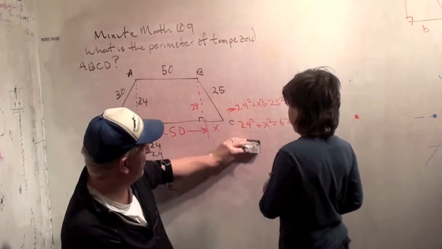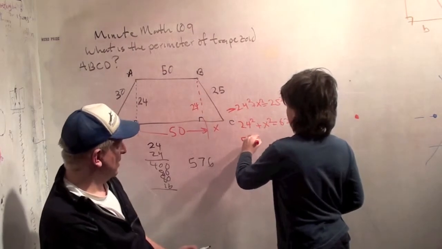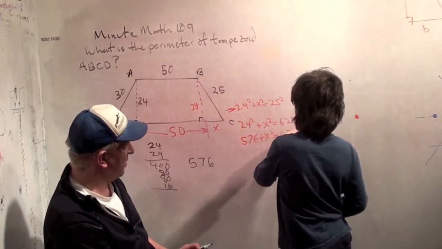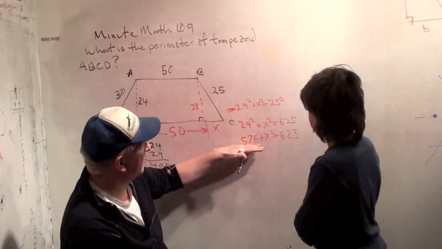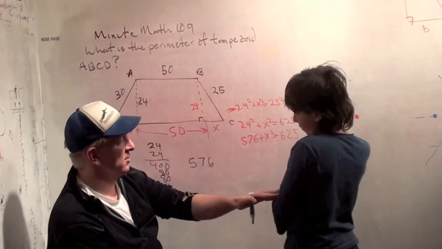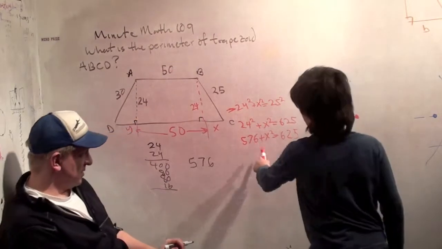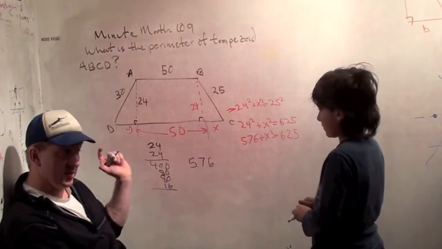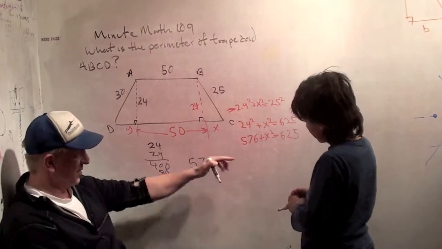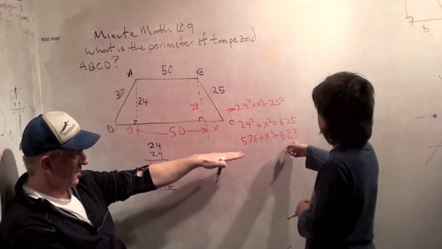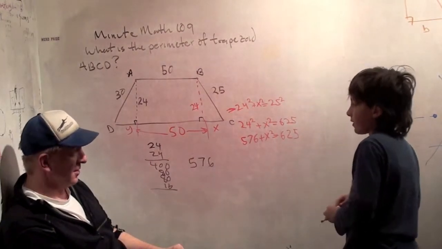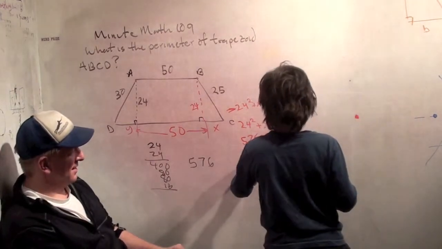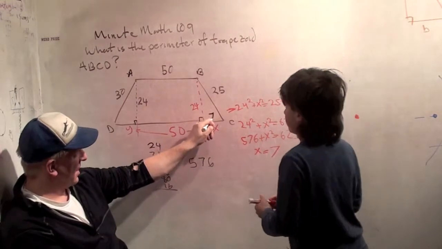Okay. So we have 576 plus x squared equals 625. Now how far do we have to go to get from 576 to 625? Well, 576 to 600 is 24. And then it's 25 more. So how far do we have to go? You have to go 49. Isn't that lucky? So x is 7.